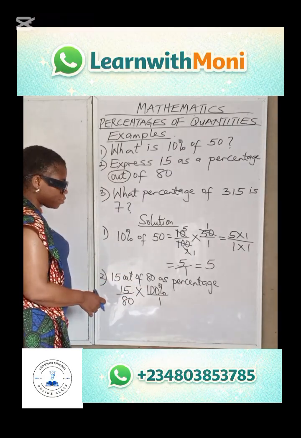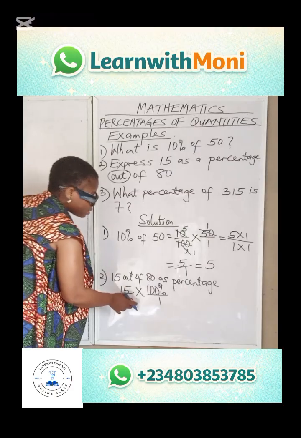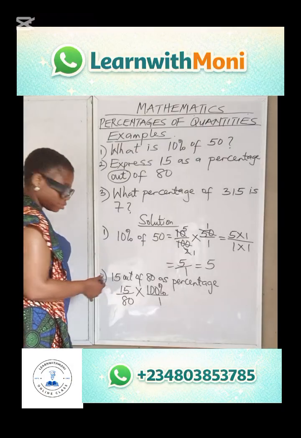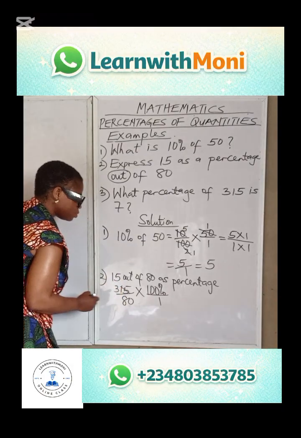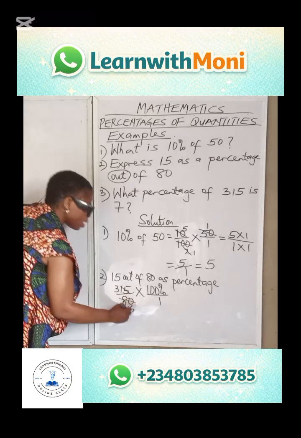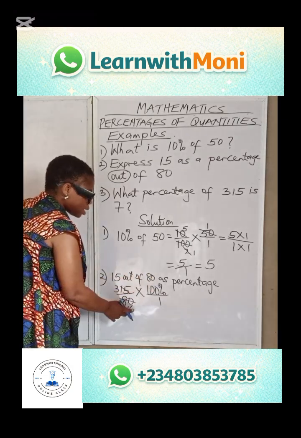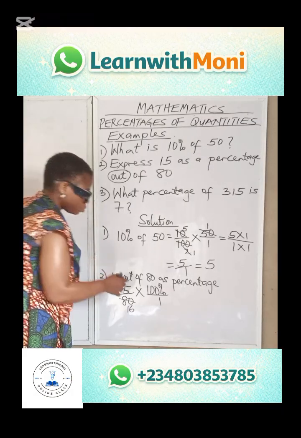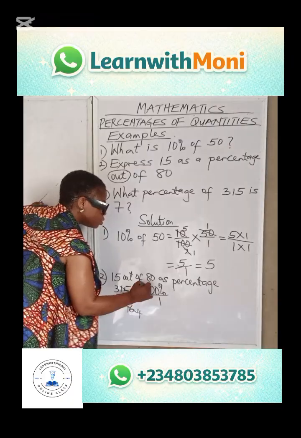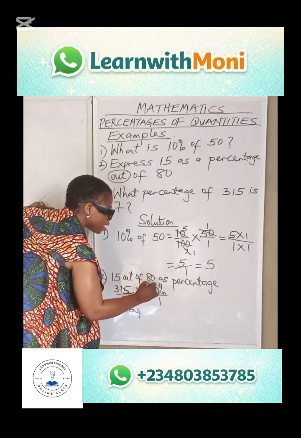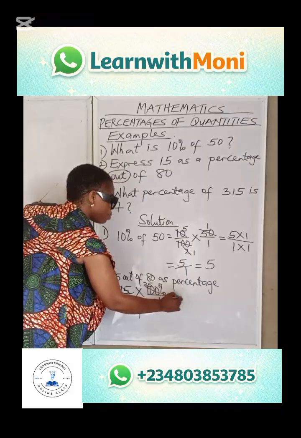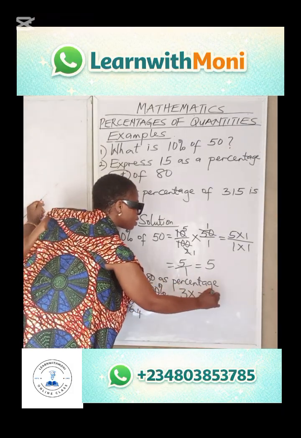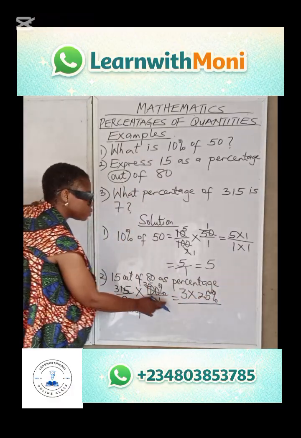5 is a common factor of 15 and 80. I think let's go with 5 first. 5 divides 15 3 times. 5 divides 80 16 times. Looking at 16 and 100, 2 is a common factor, 4 is also a common factor. Let's go with 4. 4 divides 16 4 times. 4 divides 100 25 times. So we end up having 3 times 25% over 4 times 1.